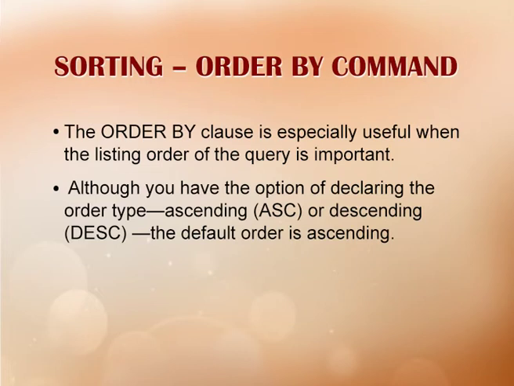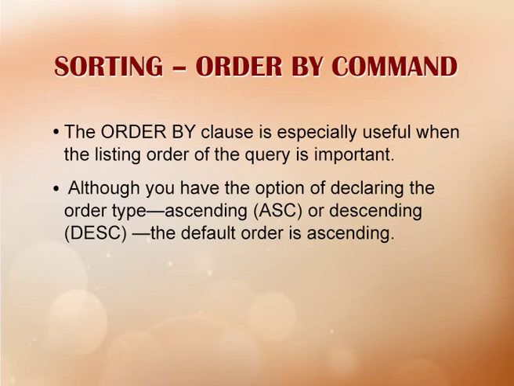One command that we use in order to sort the data ascending or descending is sorting. This order by clause is especially useful when the listing order of the query is important. Suppose you want to sort on some primary key or some other secondary key, ascending or descending, upon any column that we have in the table, we can use this particular sorting command.